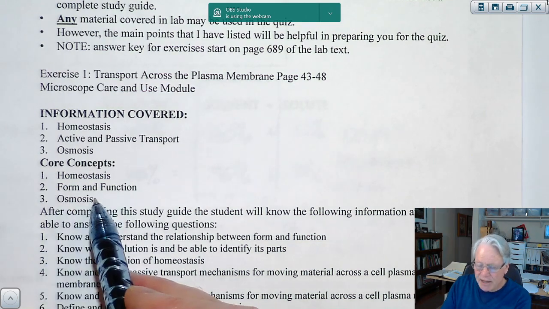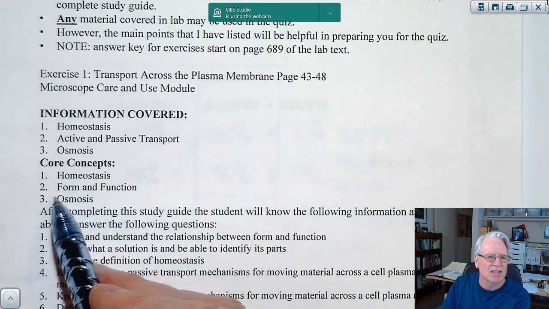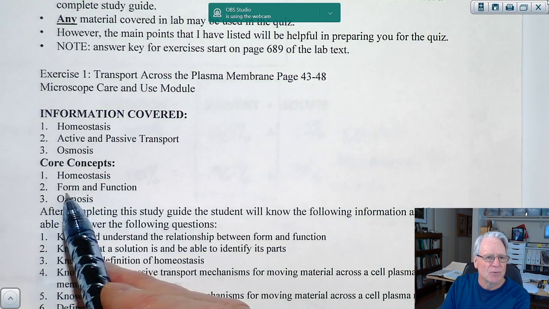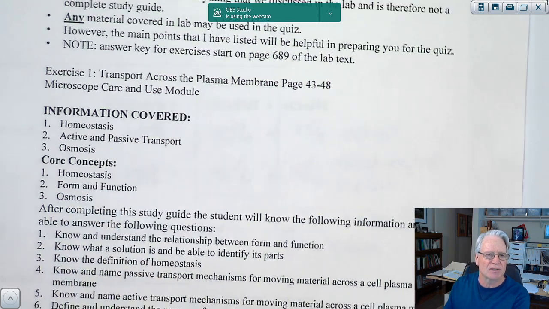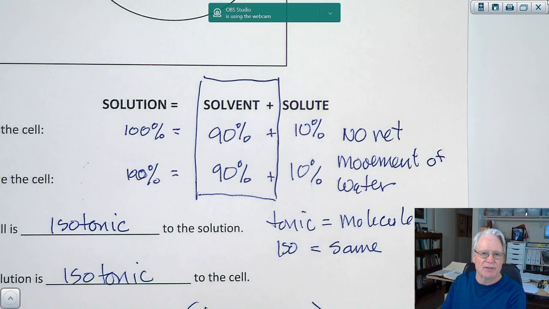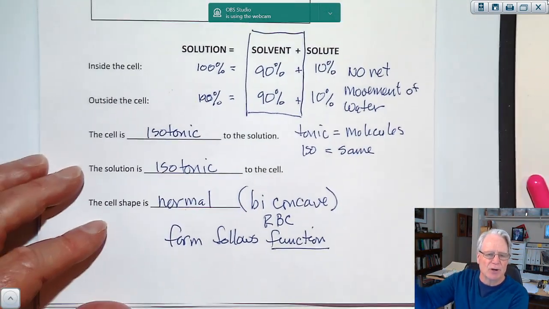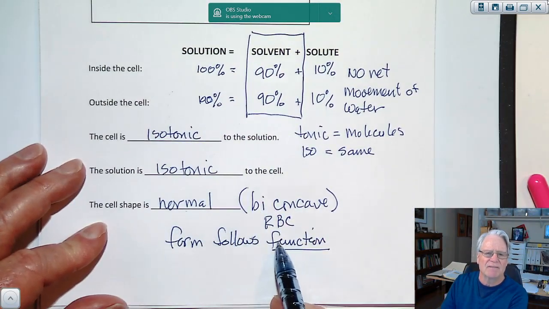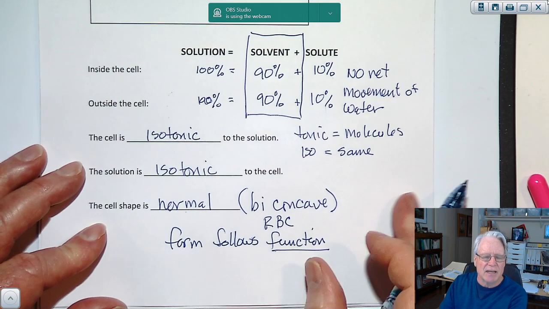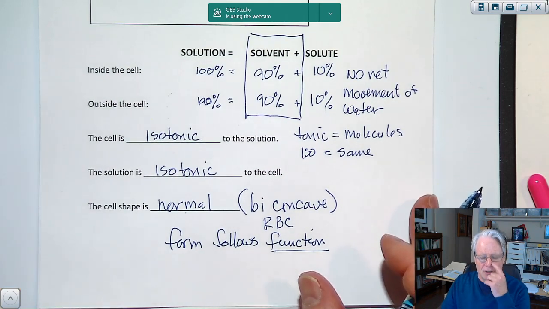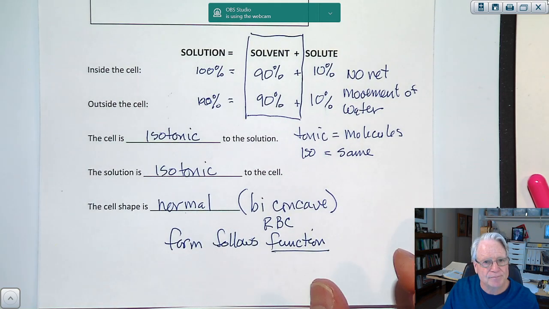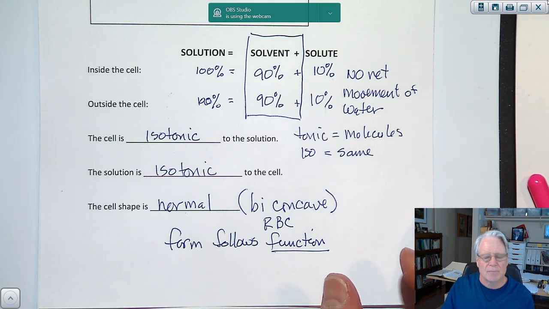We're talking about that within the context of osmosis. Okay? So form follows function, homeostasis. The connection there is that by maintaining a normal shape, we maintain the function of that cell, and we thereby maintain homeostasis of the body. Okay?